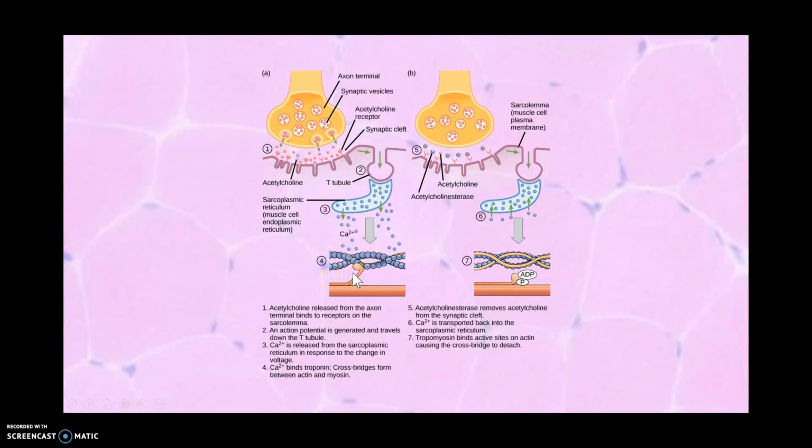Every time that ATP is split into an ADP and a phosphate, the myosin head again cocks back into place to form another cross bridge with the actin. Now, this has to occur every single time you want to contract a muscle.